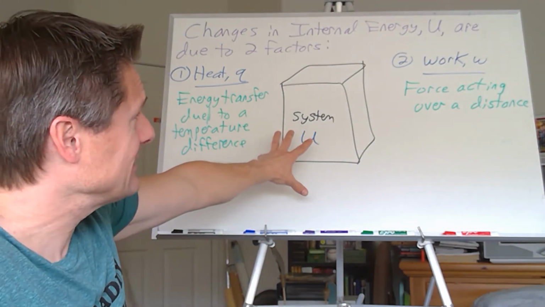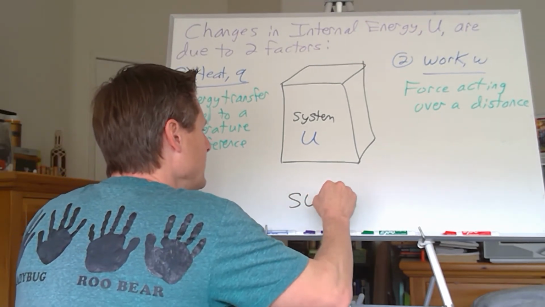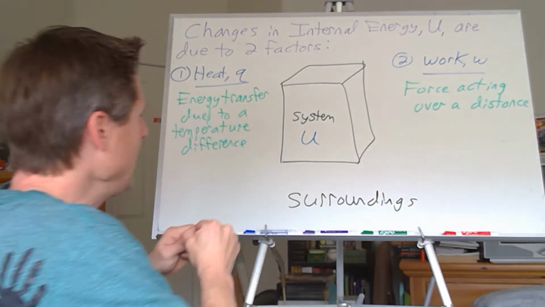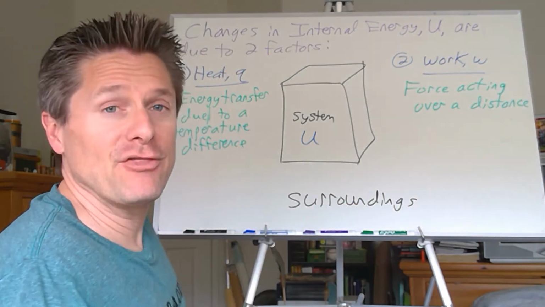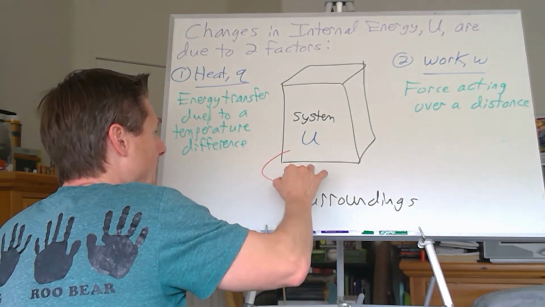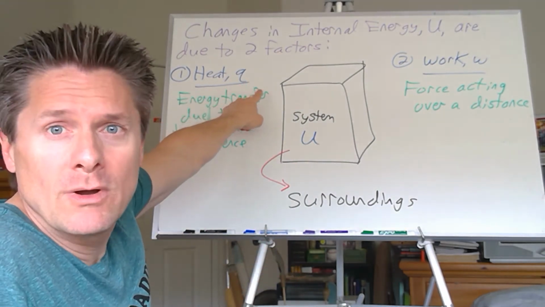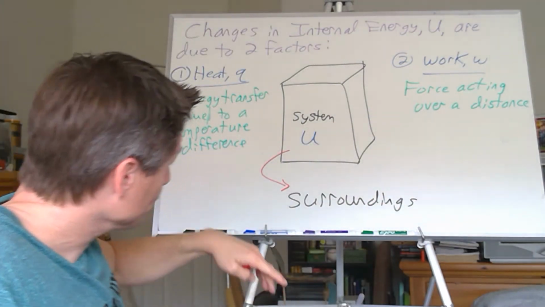But let's take a look at the system-surroundings interaction. So here's our surroundings. And if I want to change the internal energy of that system, I can do that through transfer of heat. So if heat is coming out, and heat's going to be Q, I called it H, but it's Q, and work is W. That makes sense right there.